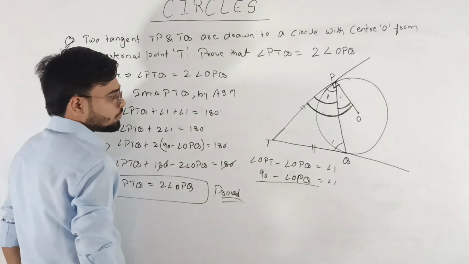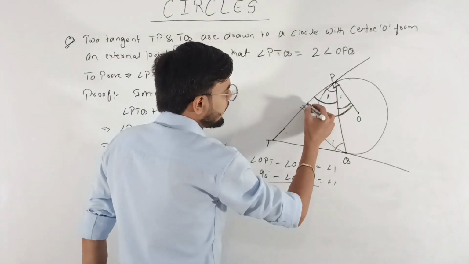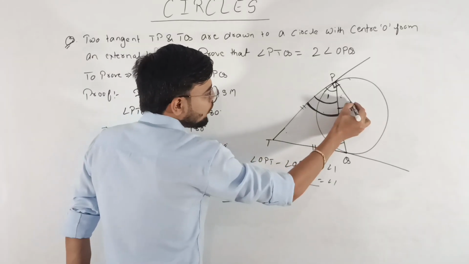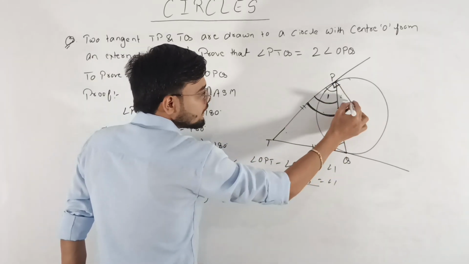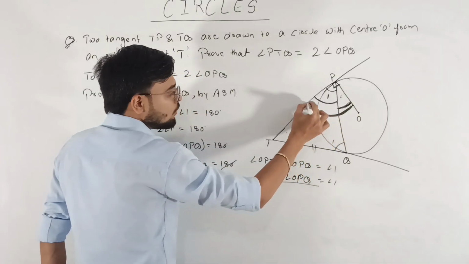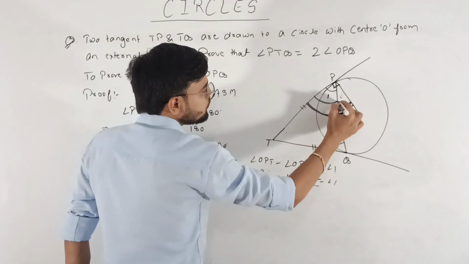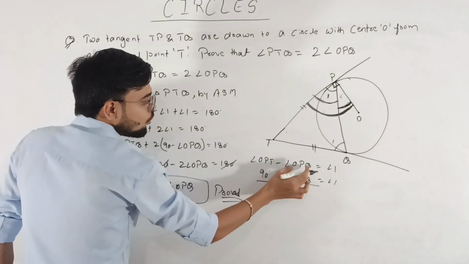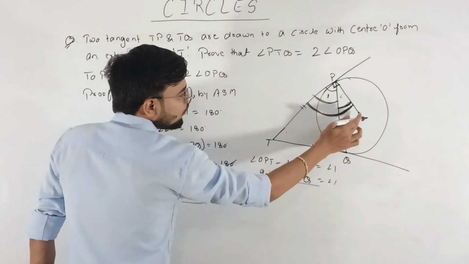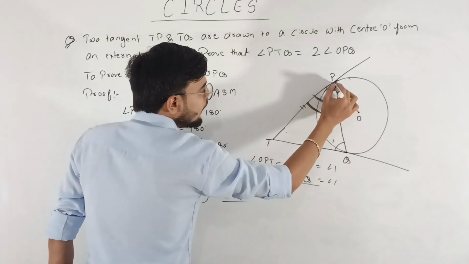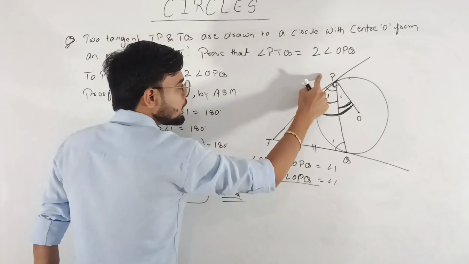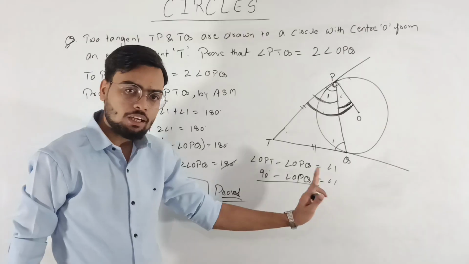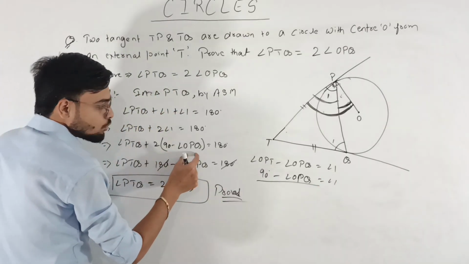Now look how I find angle 1. For angle 1, this bigger angle is OPT, and I subtract the smaller angle OPQ from it. Then I get this angle 1, which is angle QPT. And OPT is what? This angle is 90 degrees because OP is a radius and PT is a tangent, and the radius is perpendicular to the tangent. Therefore 90 minus OPQ is equal to angle 1. So in place of angle 1, I write 90 minus OPQ.